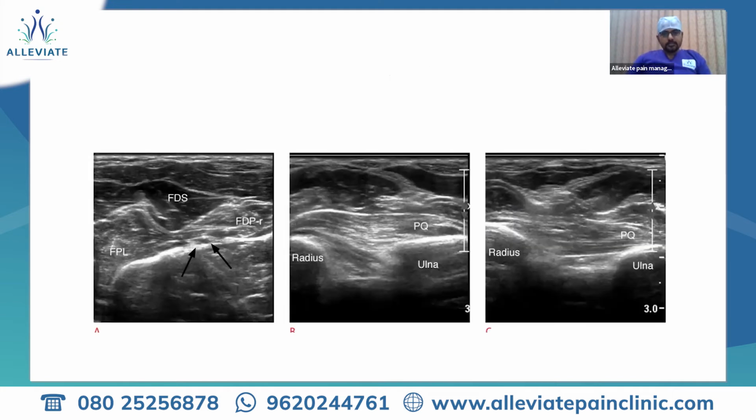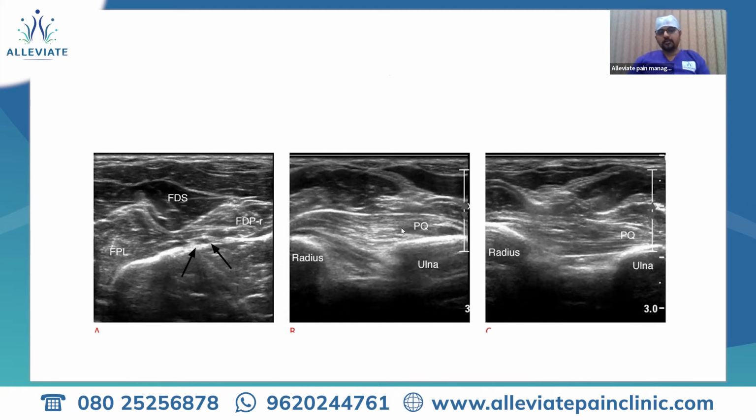So what happens here is you can see that the nerve is closely related to the FPL and the radial side of the FDP, and further moving on to the pronator quadratus. What I want you to focus on here is, even this is the FDS muscle. See the echogenicity of this muscle and the pronator quadratus. They can become hyperechoic. The denervated muscles can become hyperechoic.